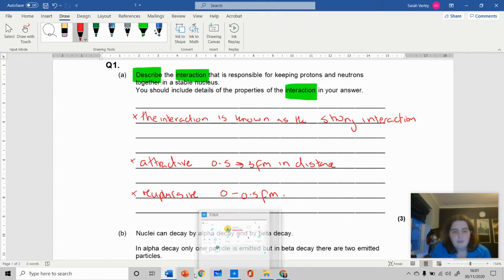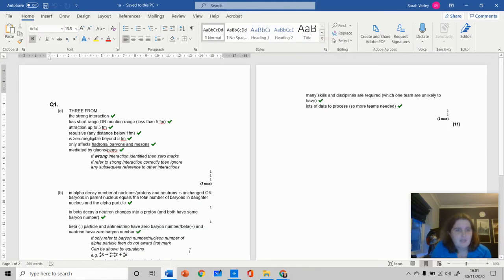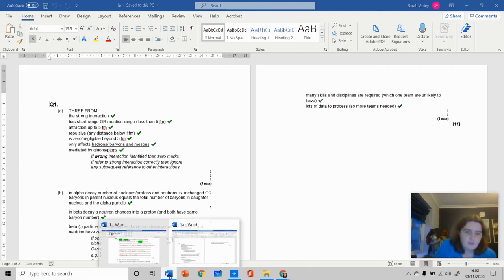Now, if you go to the mark scheme on here, there's loads of marks that you can get here. So for example, you mention the strong interaction has a short range, or mention less than 5 femtometers. It's attraction up to 5 femtometers. Repulsive, any distance below 1 femtometer is 0 and negligible. It only affects hadrons, baryons, mesons, mediated by gluons and pions. So you can actually have mentioned quite a lot. So I could have actually gone into a lot more detail here.